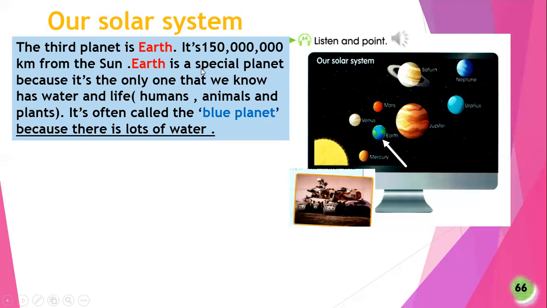Special means unique. Planet. So it is a special planet. Why? Because it is the only one that we know has water and life.